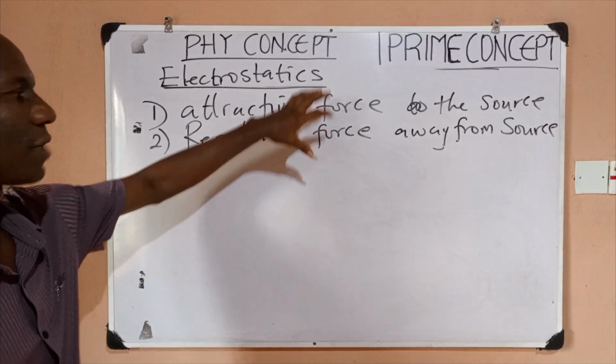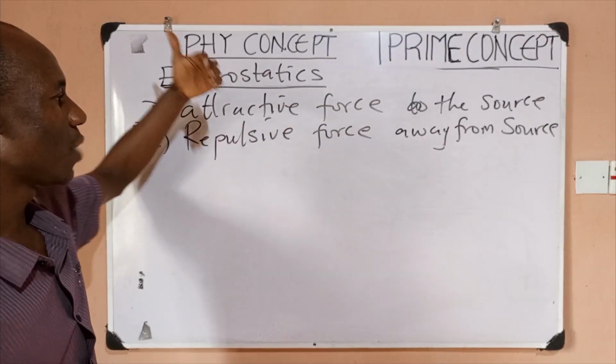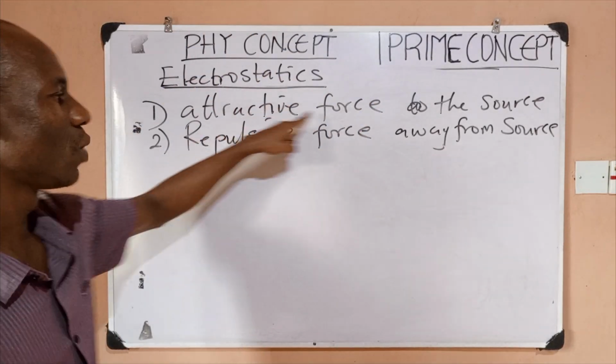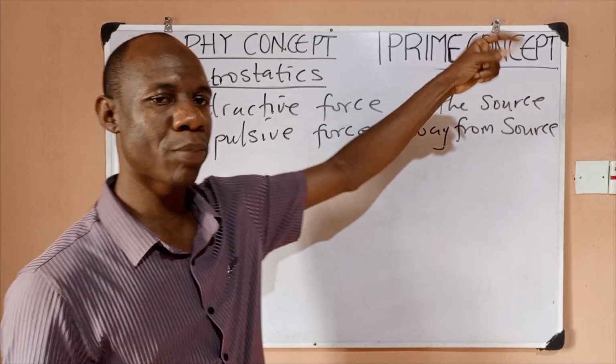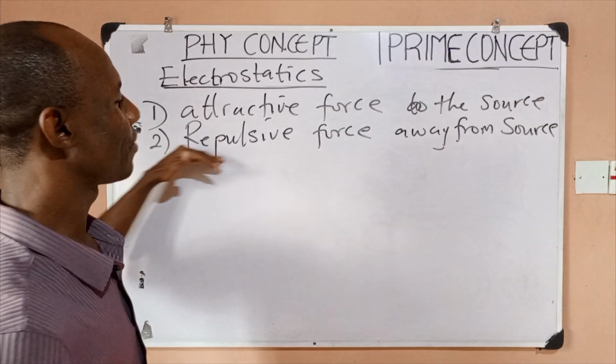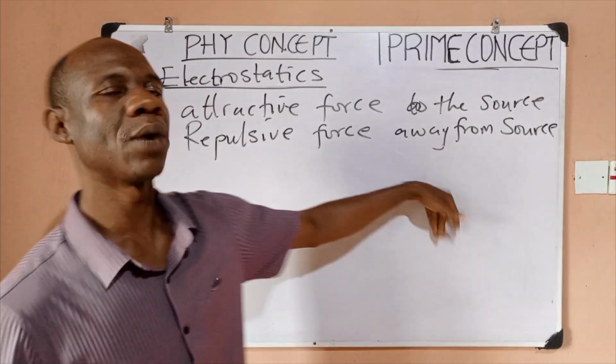This is a very important sign convention. When you have attractive force, it would always be attracted to the source. It will point to the source. When you have repulsive force, it will point away from the source.